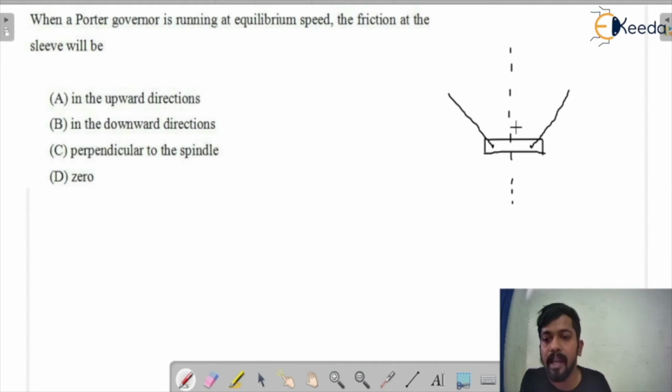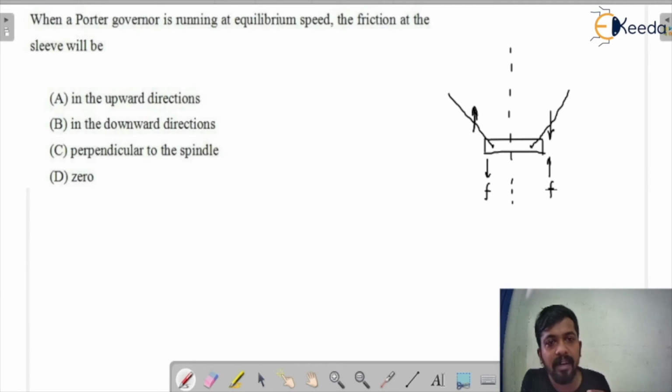Now see here, this is our spindle axis, this is our sleeve. When the sleeve is moving in the upward direction, we all know that there will be a friction in the downward direction. When the sleeve is moving in the downward direction, the friction will be in the upward direction, because friction is always opposite to the direction of motion.